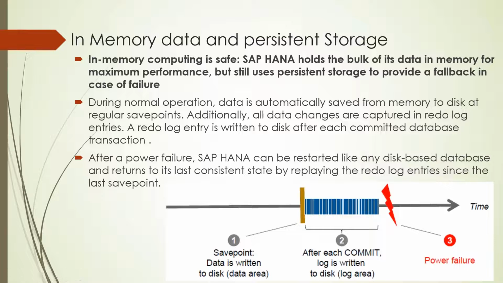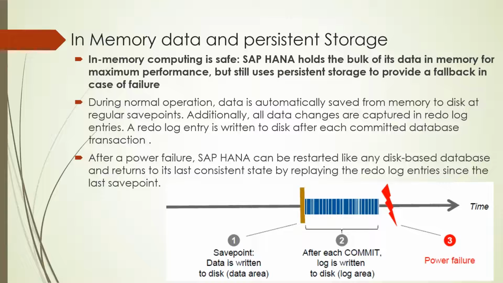Let's start with some basic concepts of every database, not only HANA. For HANA, the in-memory data and the persistent storage are safe. SAP HANA holds the bulk of its data in memory for maximum performance, but still uses persistent storage to provide a fallback in case of failure. So the HANA database stores the data in memory, but it uses persistent storage as well. Why is persistent storage required?